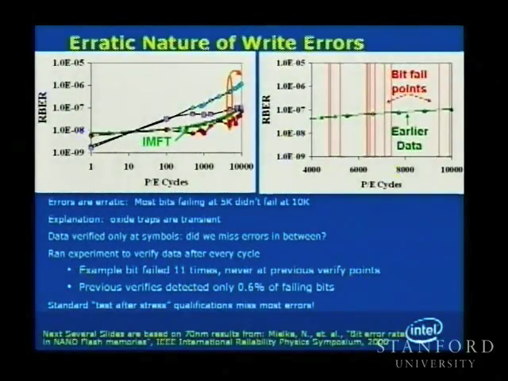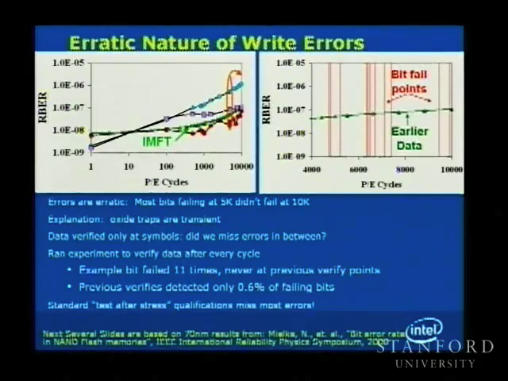So I'm going to go through some summary of this and what the characteristics are that you have to deal with. Put this over here for a follow-up if anyone's interested. Neil Mielke had done a pretty good summary of this in an IRPS paper that was done this year, for anyone that's interested.